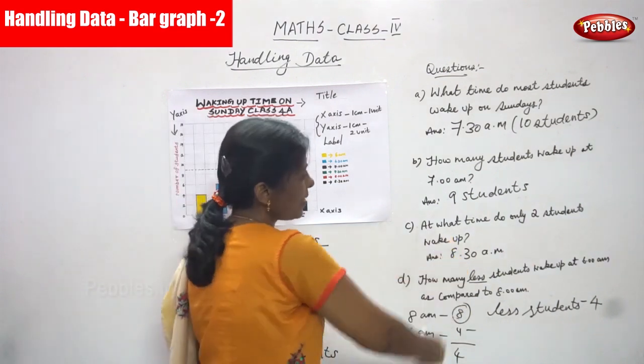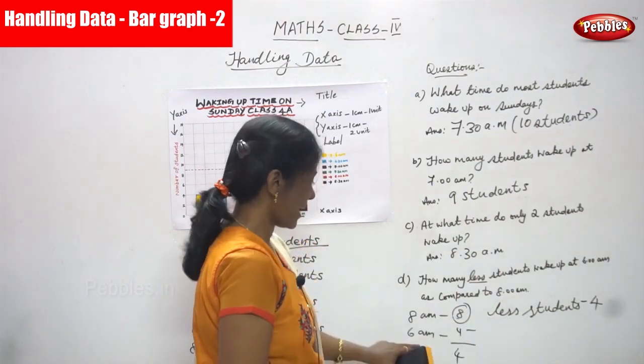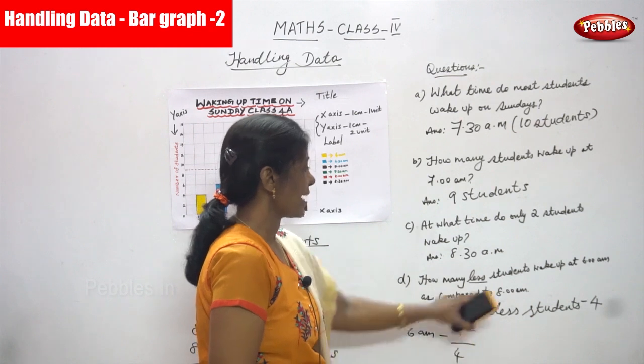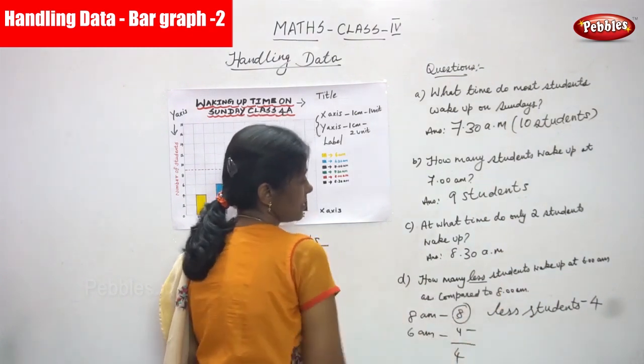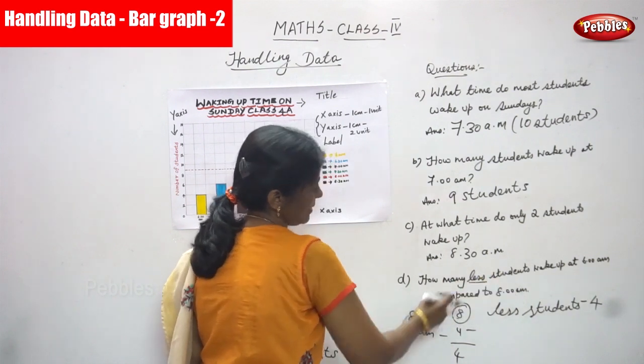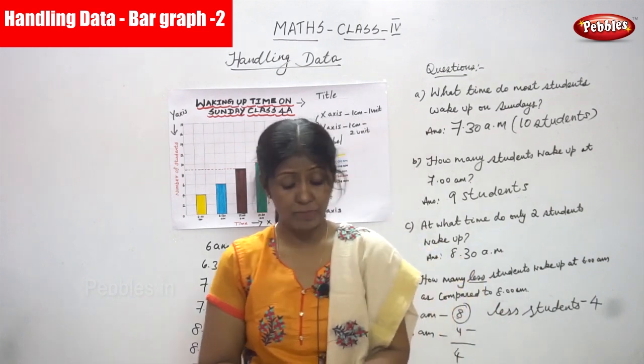And how many fewer students wake up at 6 a.m. as compared to 8 a.m.? At 8 a.m. there are 8 students and at 6 a.m. 4 students. They ask only for the fewer students, so 8 minus 4 you get 4. So fewer students is 4. Fewer students wake up at 6 a.m. as compared to 8 a.m. It is only 4 students. This is the right answer for the questions.